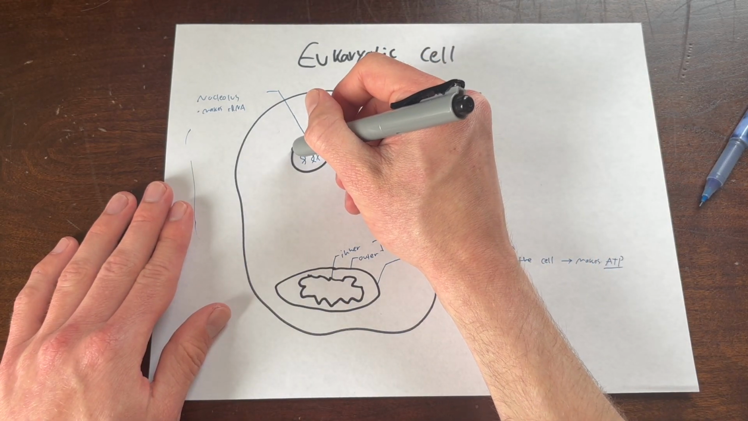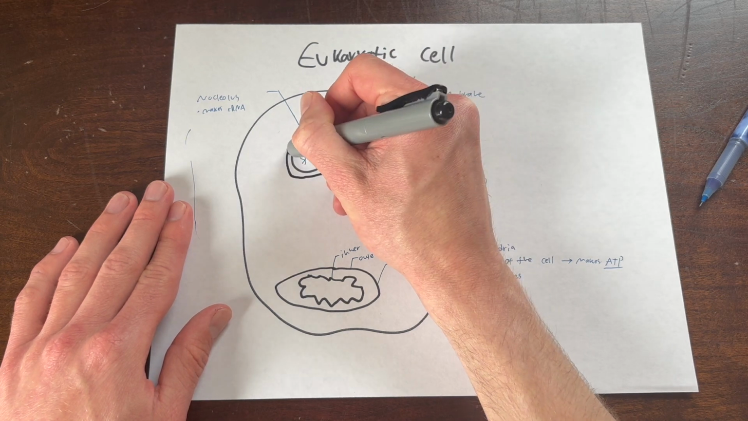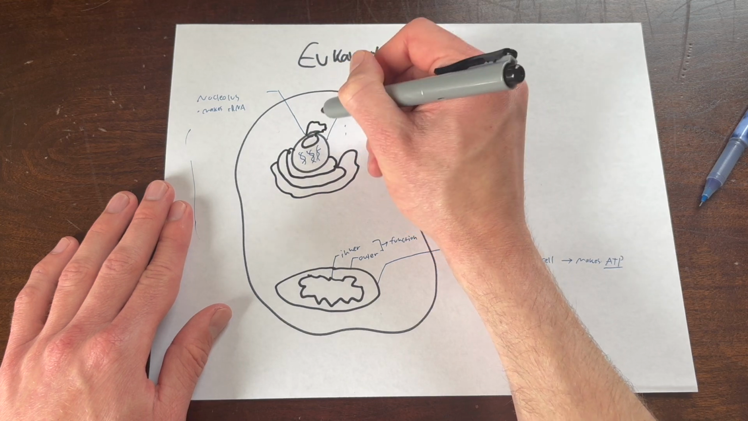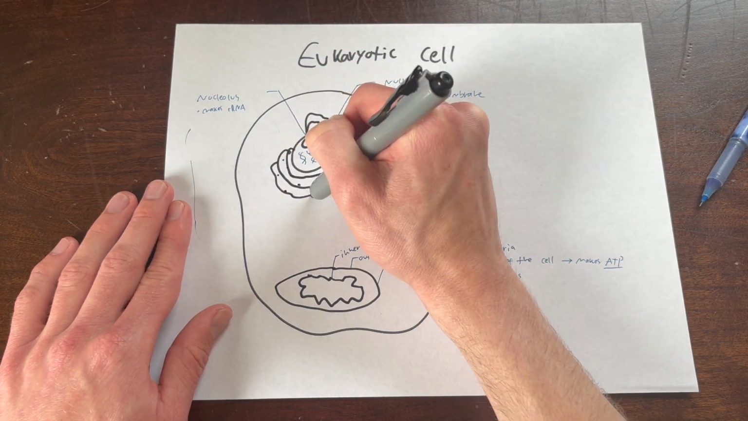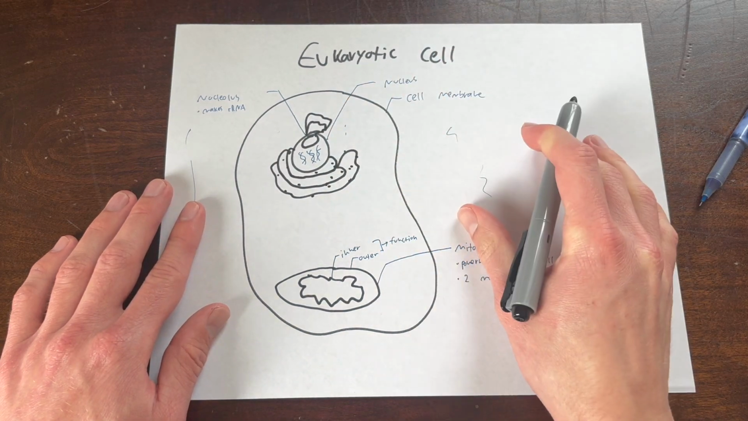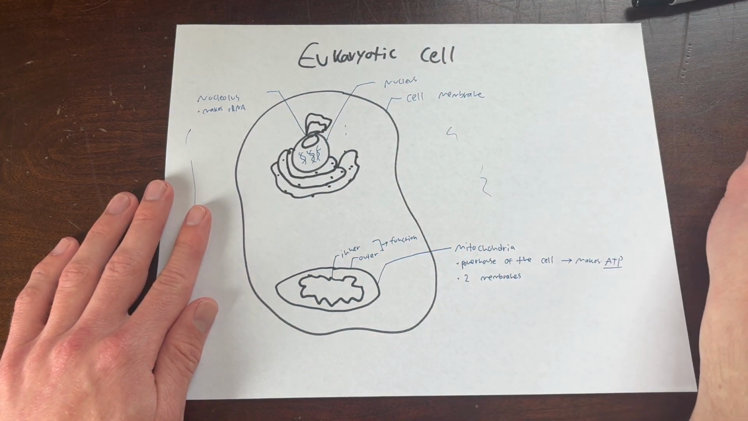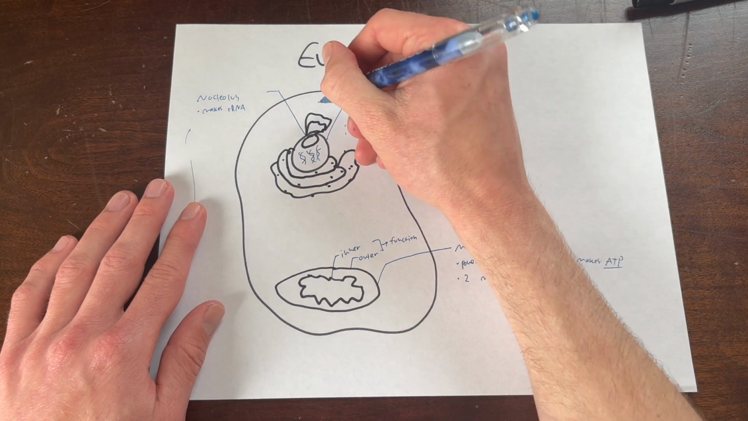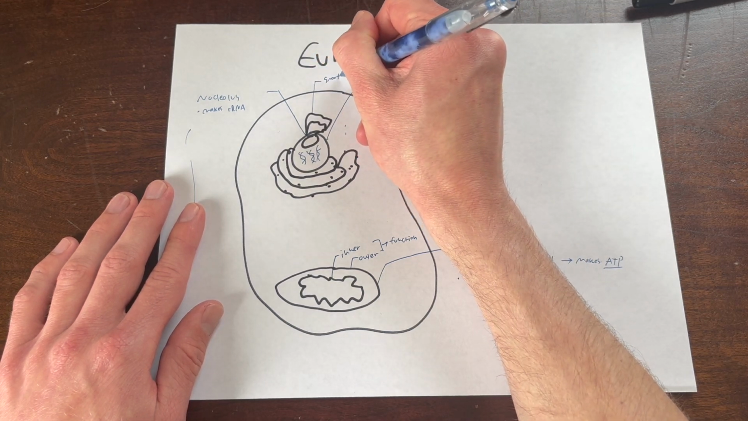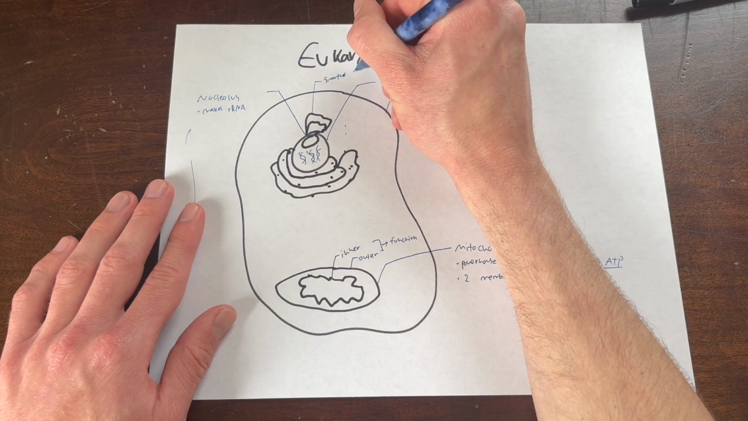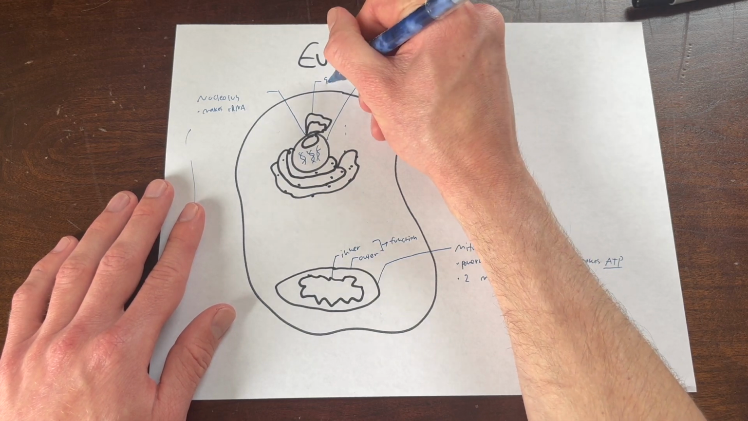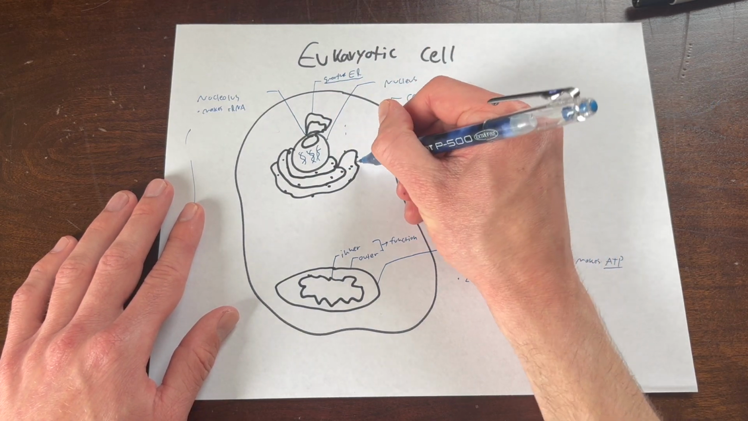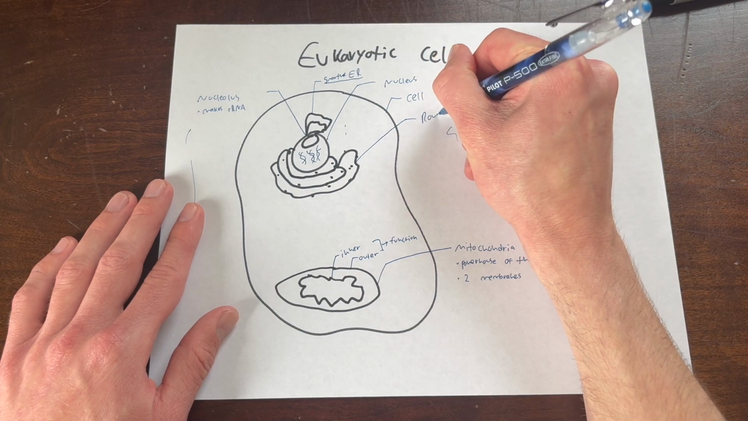So after that, we have this kind of weird dish-looking thing. This is called the endoplasmic reticulum. There's two types of endoplasmic reticulum. This is the smooth one. The endoplasmic reticulum is often abbreviated as ER. So this is the smooth ER, because it doesn't have these dots. Next, we have the rough ER.